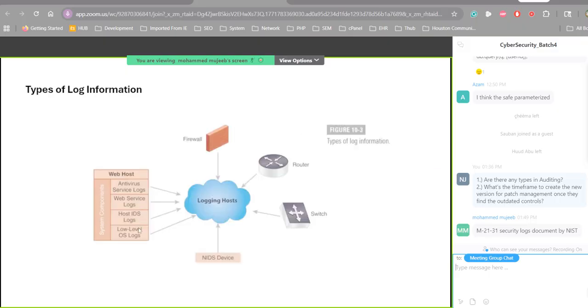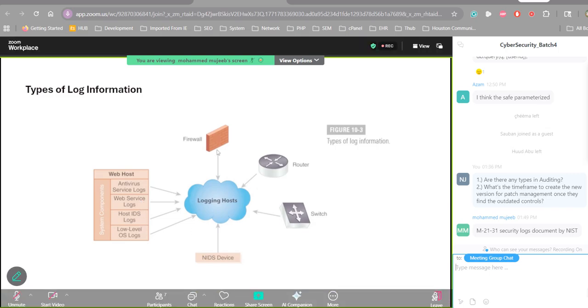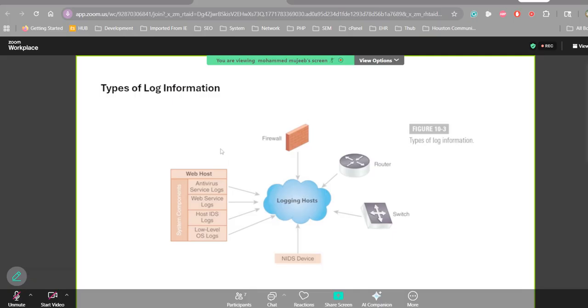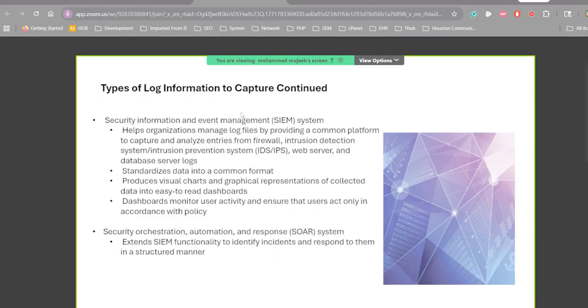Types of log information: antivirus, weblogs, IIS logs, routers, switches, everywhere, wherever it's coming from, you can get these logs. But if you look at that M2131 document, it gives you a really good idea of that. This is just a screenshot from the book that I'm using. Types of log information to capture, right? Security information and event management, SIEM systems, can help organize and manage log files by providing a common platform to capture and analyze entries from firewalls, intrusion detection systems, IDS, IPS, web servers, database logs, all of this.